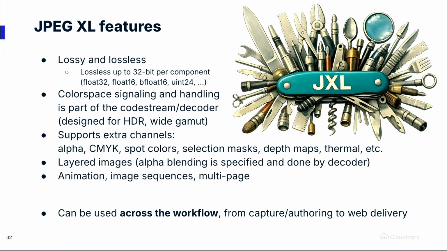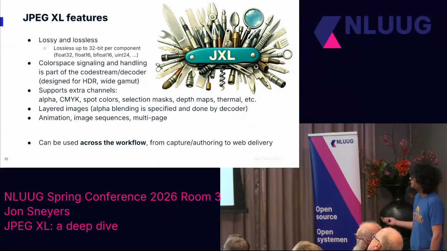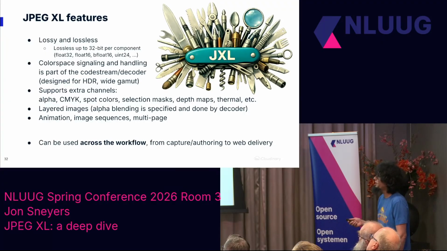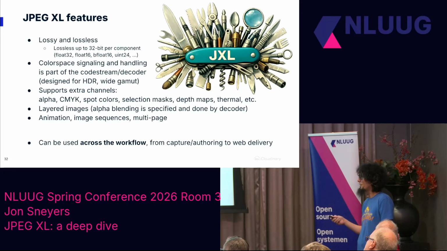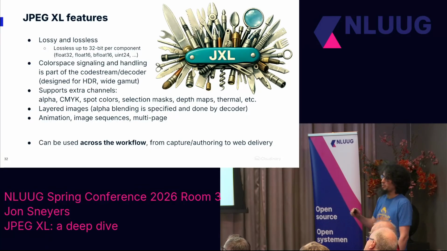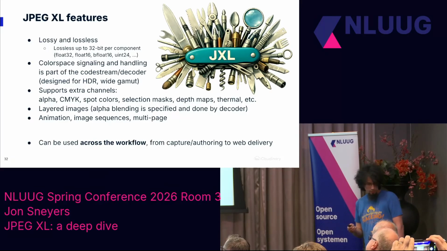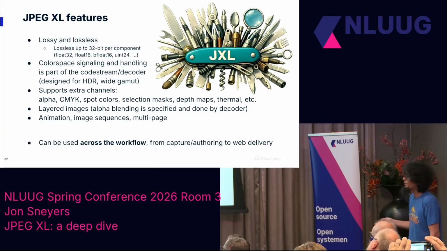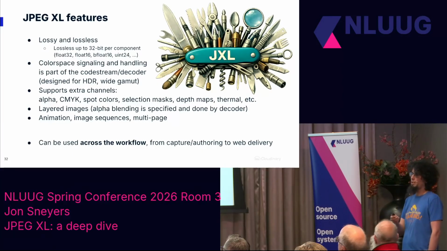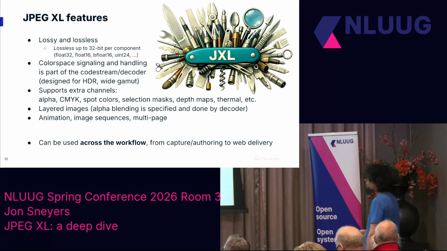All right. So in terms of image format features, JPEG XL basically has everything. So lossy and lossless, arbitrary precision, very good color space support, also does CMYK, alpha transparency, spot color selection mask, lots of things. It can do layered images, it can do animation, sequences, and multi-page. And this is what makes it suitable as a format that can be used across the production workflow, from capturing or designing the image to delivering on the web.